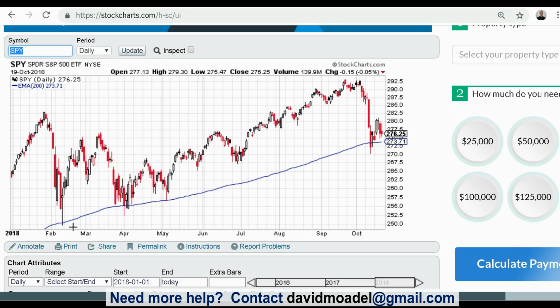Back in, looks like February, it touched it. In April, it just kind of touched it, but that might not count for a lot of people. It just touched it here in May, closed below it in October, but then came right back above. So pretty much the same story, whether you use the simple or exponential 200-day moving average.